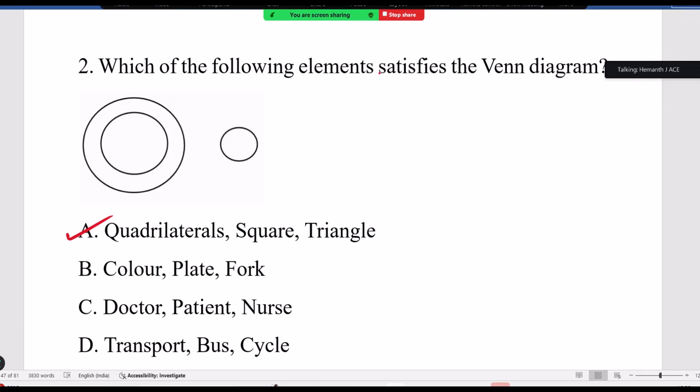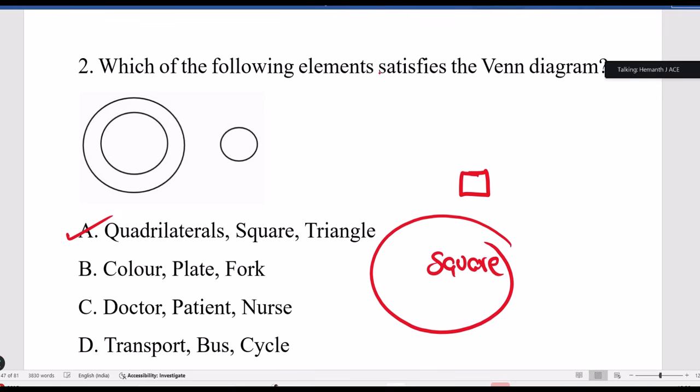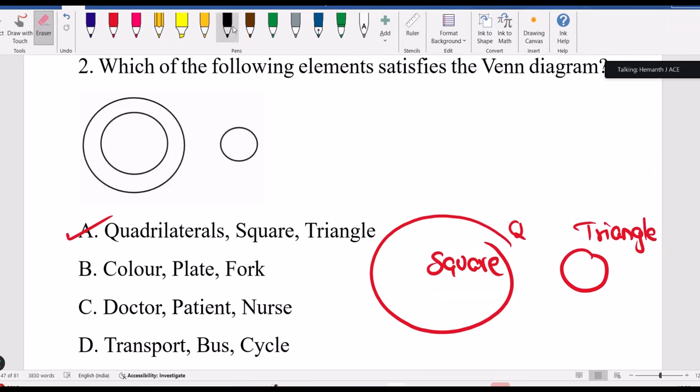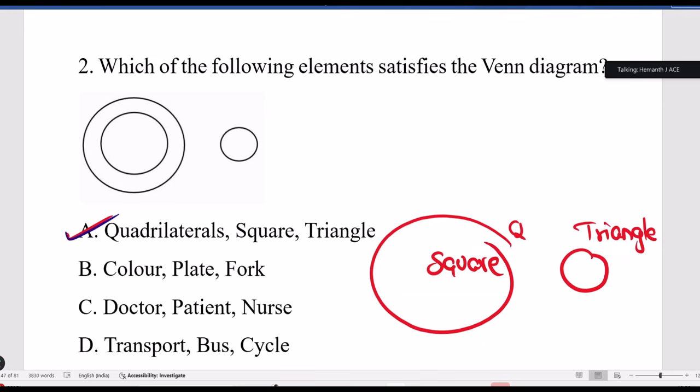So all squares come under quadrilateral. All squares are quadrilateral. Triangle is not a quadrilateral. Any polygon with 4 sides is a quadrilateral. All squares are quadrilateral, but triangle is not, so that's a separate one. If you put these terms, see which diagram satisfies that. Sometimes they'll give the terms and you need to find the diagram. That one question we already discussed.